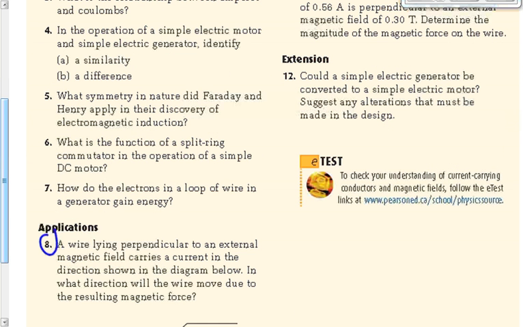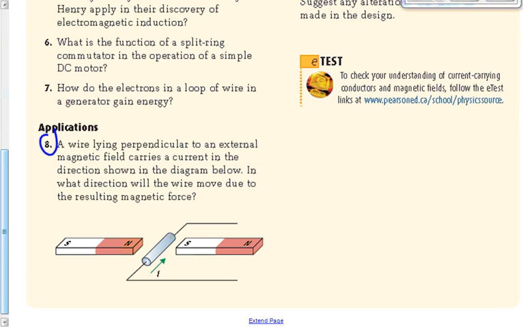Next question, number 8, says a wire lying perpendicular to an external magnetic field carries a current in the direction shown on the diagram below. In what direction will the wire move due to the resulting magnetic force? Doesn't matter whether we're dealing with a charged particle moving through a wire here or a charged particle moving through the air. In the end, this charged particle experiences a force due to the external magnetic field.